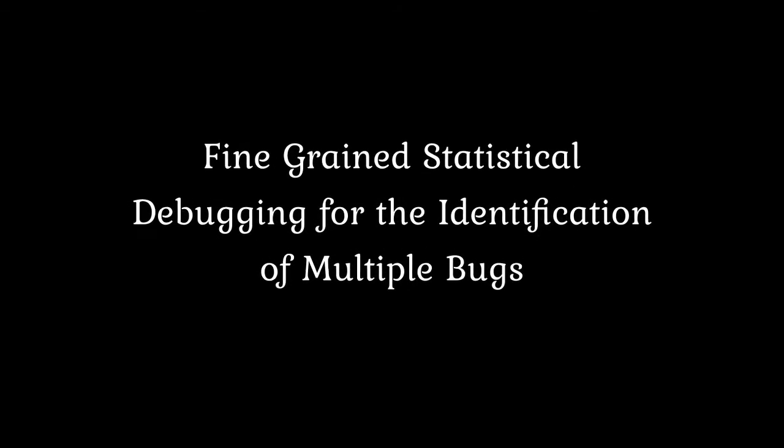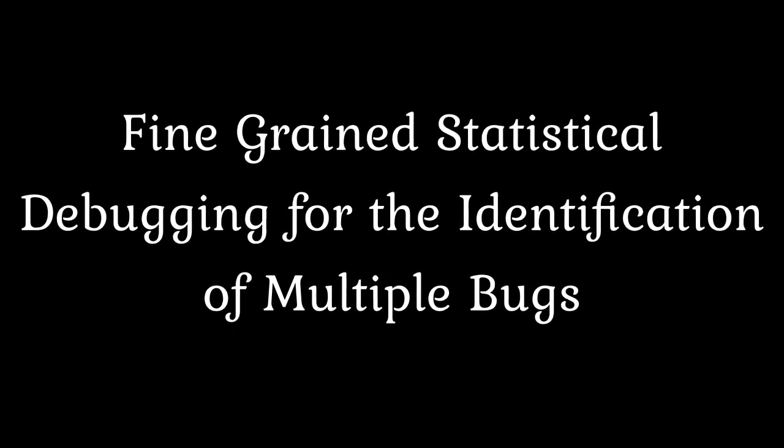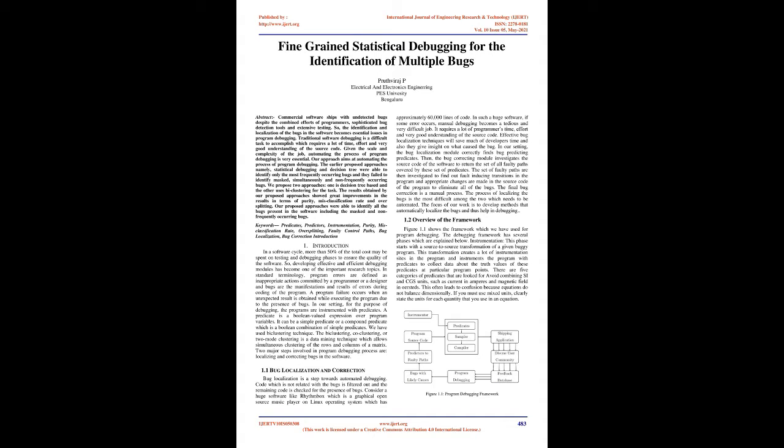Fine-grained statistical debugging for the identification of multiple bugs. Abstract: Commercial software ships with undetected bugs despite the combined efforts of programmers, sophisticated bug detection tools and extensive testing. So, the identification and localization of the bugs in the software becomes an essential issue in program debugging.